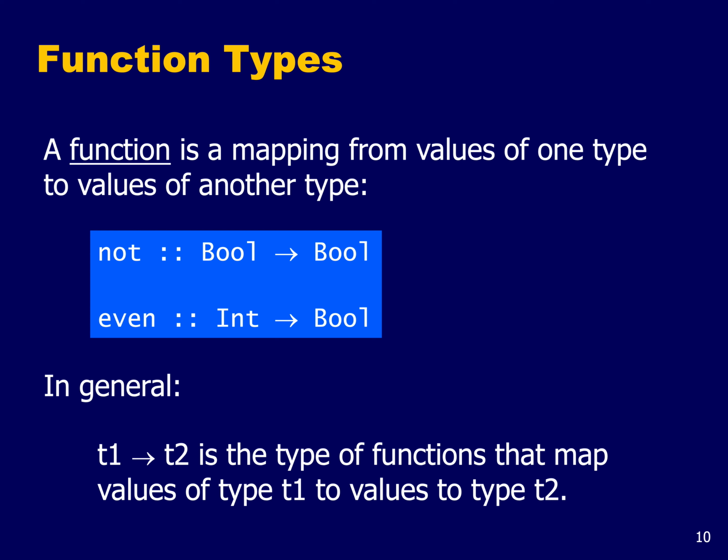So now we move on to the most important way of forming new types, and that's function types, because Haskell is a functional programming language, so our programs are mathematical functions. A function is a mapping from values of one type to values of another type. So here's a couple of simple examples of this.